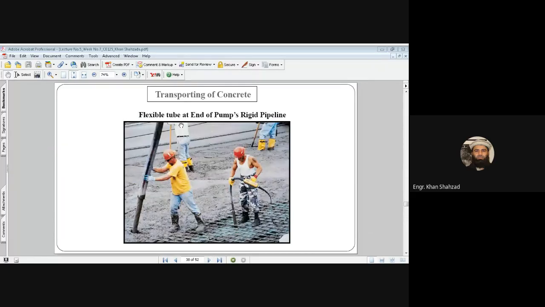Here you can see the flexible tube at the end of the pump's rigid pipeline. This is the rigid pipeline, and this was the end of that pipe, and it is delivering, or transporting, the concrete to this section.